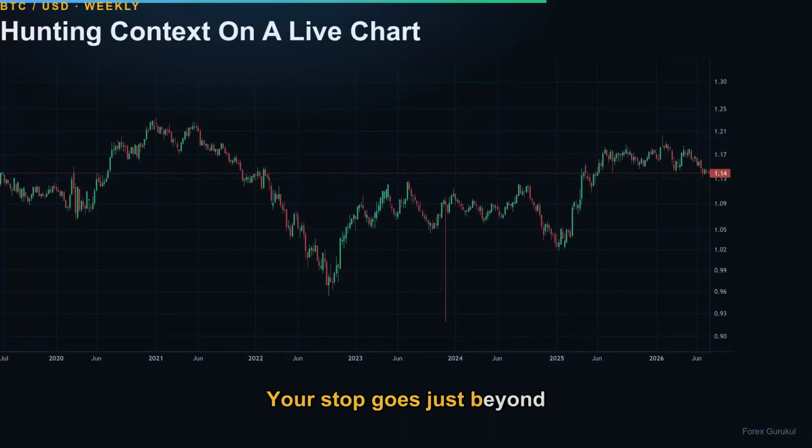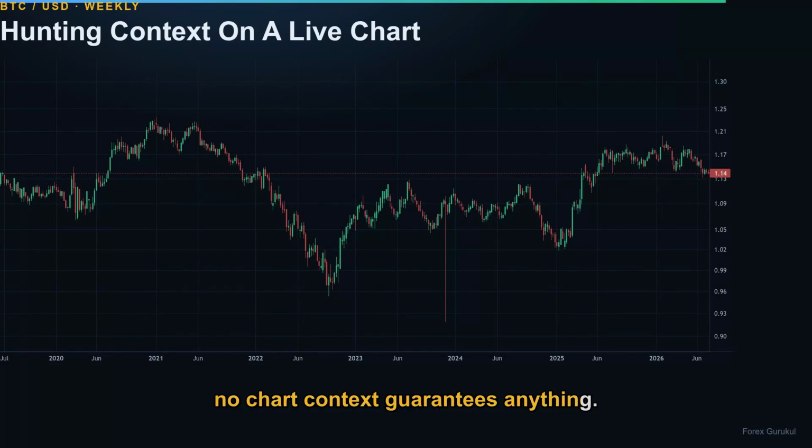Your stop goes just beyond the most recent swing point with a little wiggle room, so normal noise does not tag you out early, and your target gets measured against that stop, aiming for at least a 2-to-1 reward for the risk you are taking. And remember, no read on strength and no chart context guarantees anything. Patterns and setups fail regularly. Your stop loss is the only thing standing between a normal loss and a damaging one.